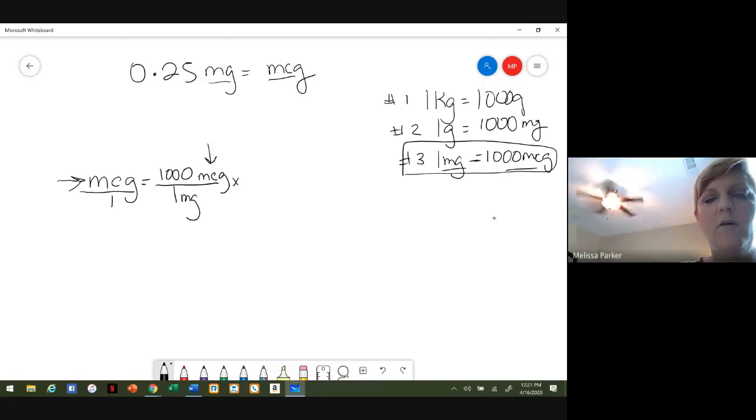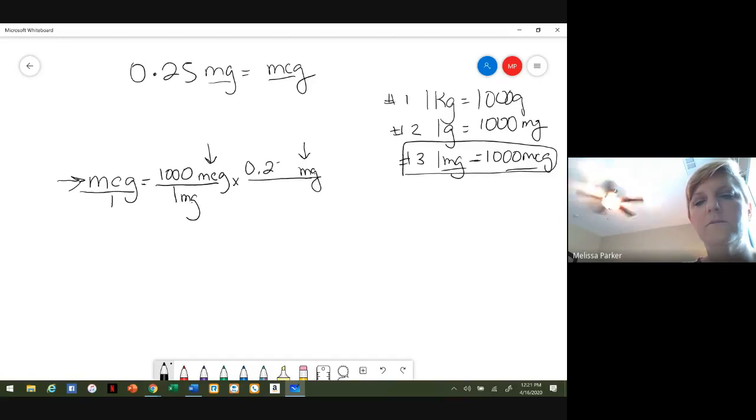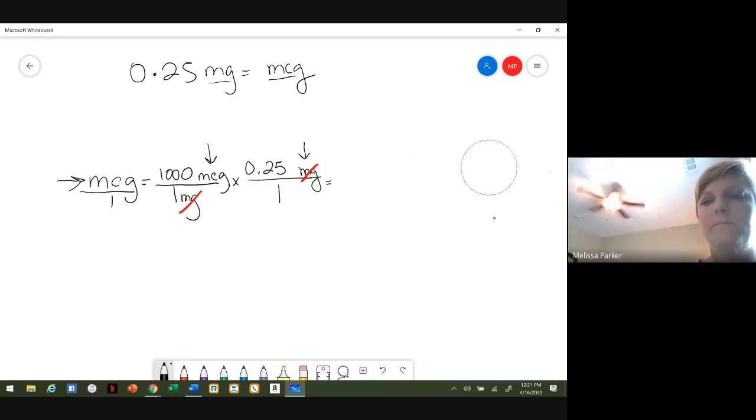Okay. Now, this is milligrams. So what unit has to go right here? Milligrams. Good. So now that I know this is milligrams, what am I going to plug in right here? The 0.25 over 1. Okay, now I can take the milligram here and cancel it out. And then you can multiply across on the top. Or before you do that, you could make sure that you have the same units on each side, in the same area, so you can make sure you set it up right.